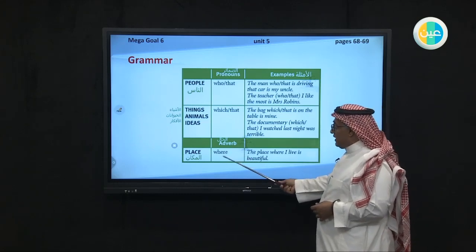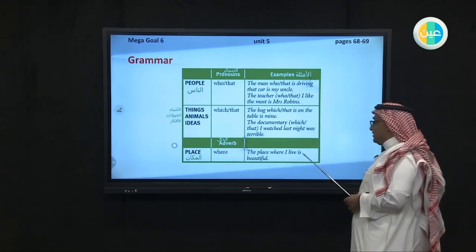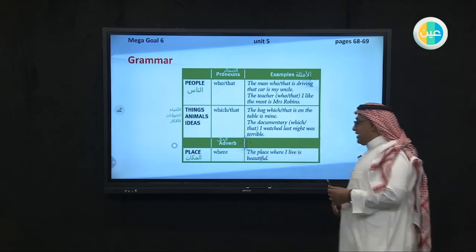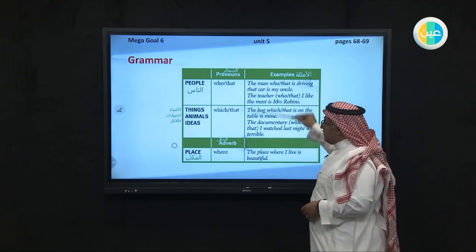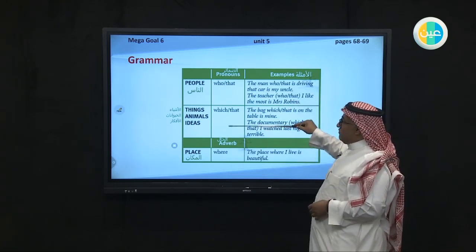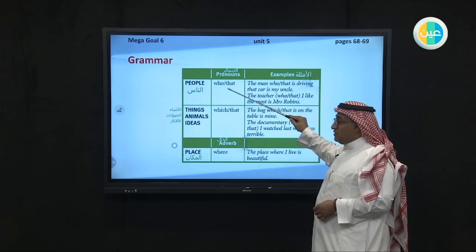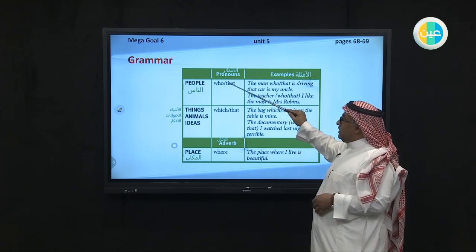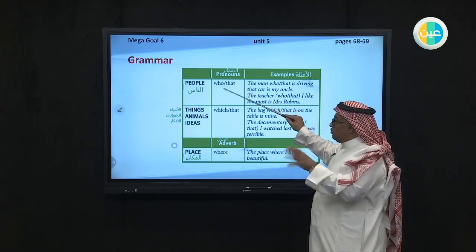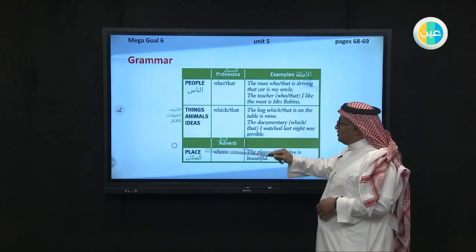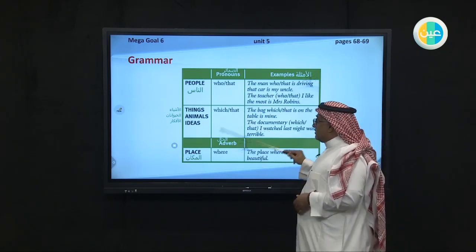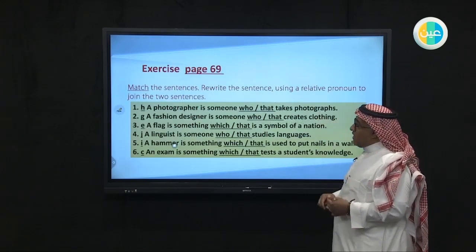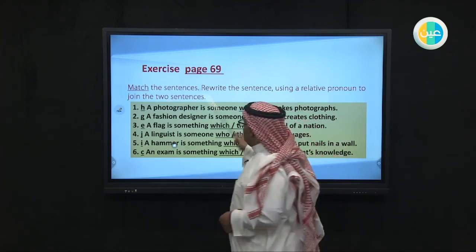Place: where, meaning the place in which. The place where I live is beautiful. Okay, guys, these are relative pronouns. Who and that are for people, who for a specific person and that for general. Which is for things, general as well. Where is for places.